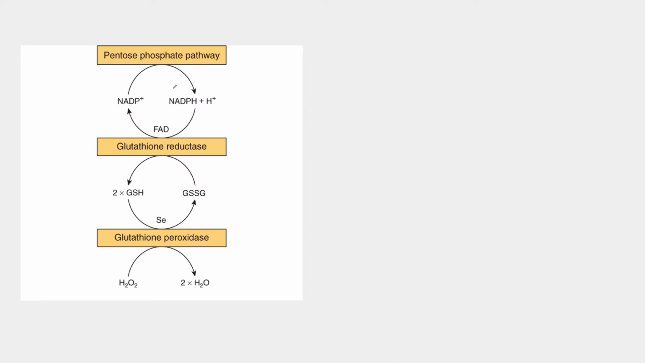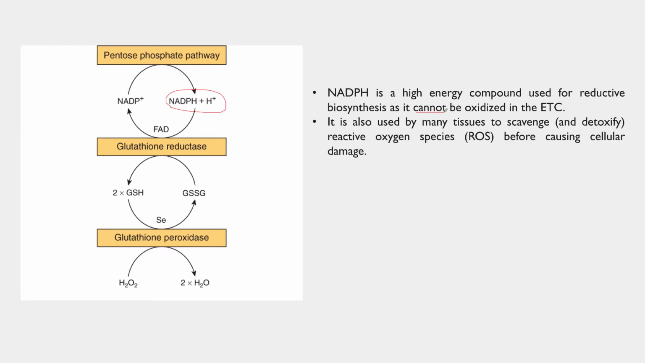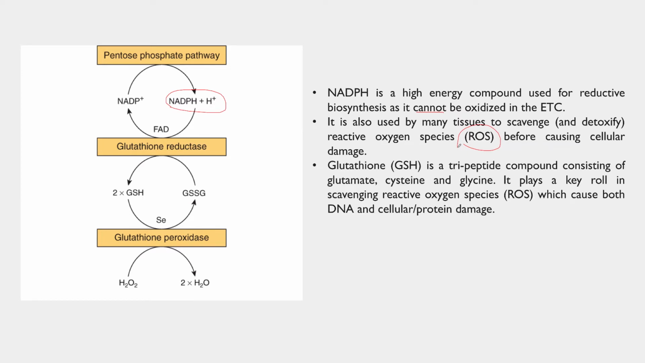So we've talked a lot about NADH in the course. Let's take a moment to look at the role of NADPH. So first, NADPH is a high-energy compound used for reductive biosynthesis, as it cannot be oxidized in the electron transport chain. It's also used by many tissues to scavenge and detoxify reactive oxygen species, which can cause cellular damage. So glutathione is a tripeptide compound consisting of glutamate, cysteine, and glycine, and it plays a key role in scavenging reactive oxygen species, again, which can cause damage to both DNA and cellular proteins.